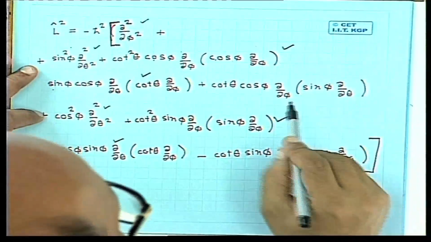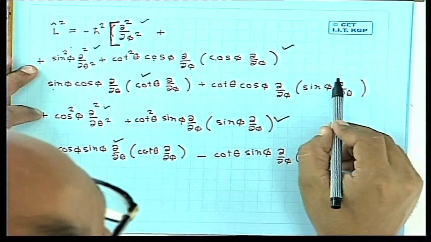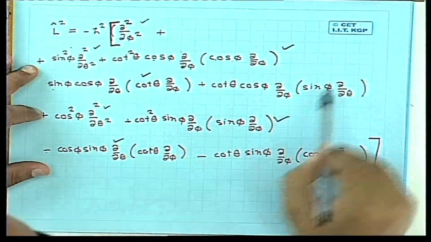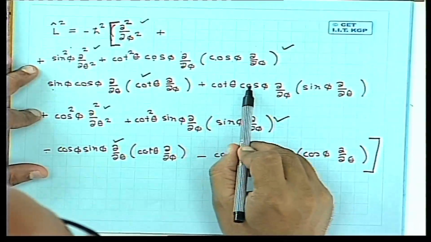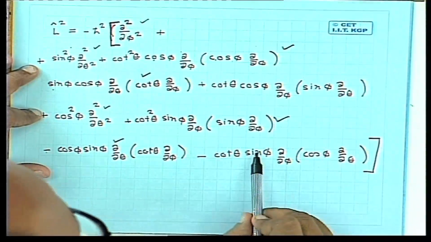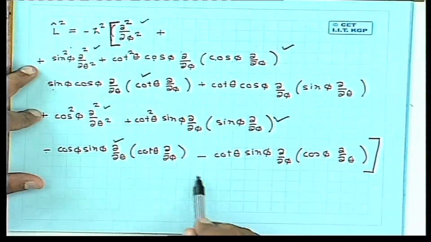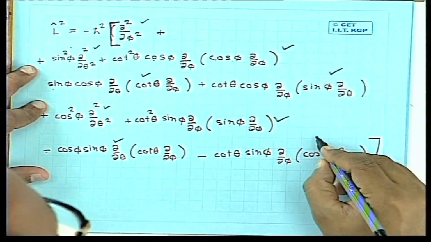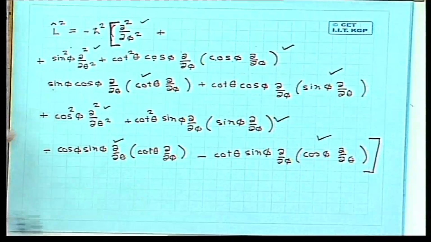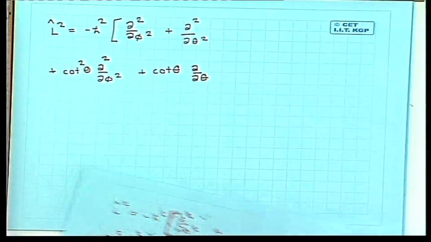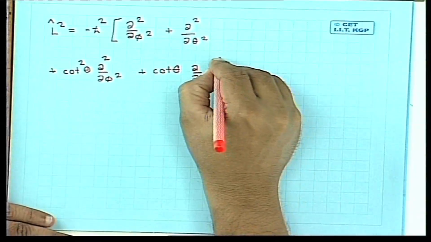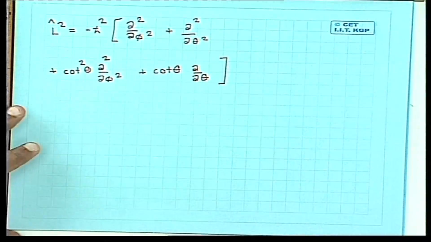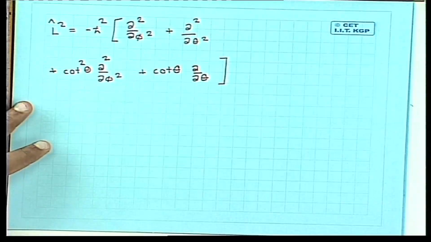There is one more term when del by del phi just goes through without acting on this, which will be a double derivative term, but that term will cancel out because I have cot theta cos phi sine phi and cot theta cos phi sine phi, but the signs are different, so that term will cancel out. So we have taken care of all the terms here, and the result is this. So this is the operator L square in a spherical polar coordinate system. Let us simplify it further.